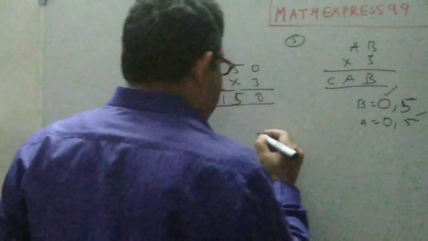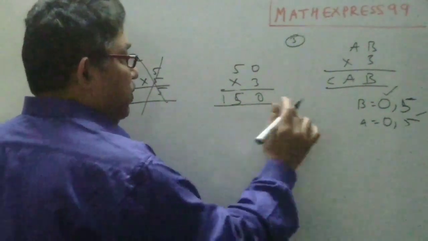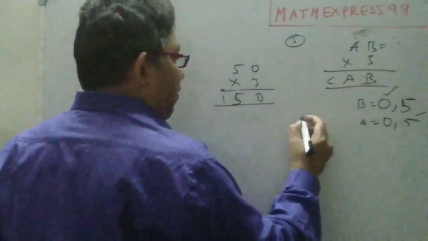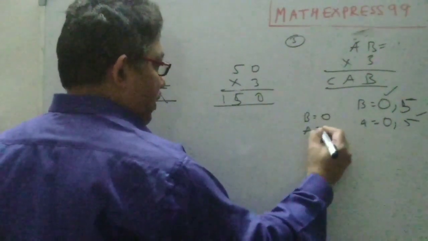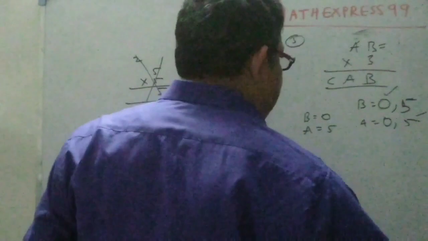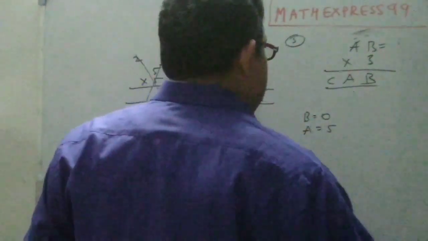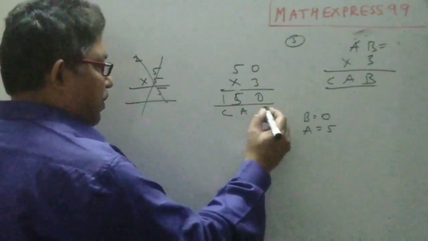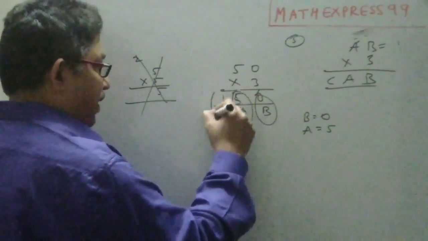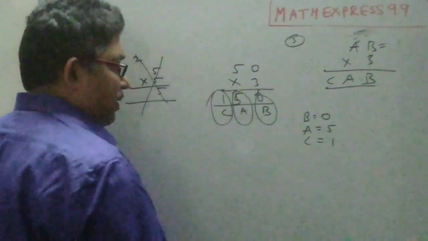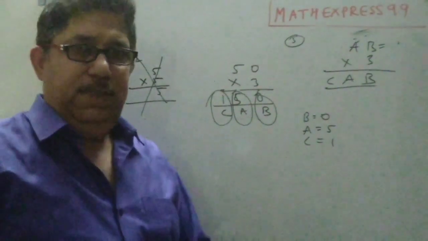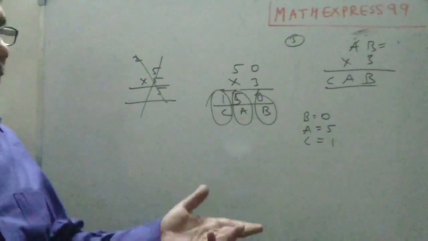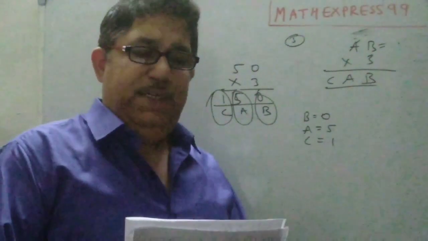Acha. We also needed B is 0, A is 5. Now this is your CAB. So B is 0, A is 5 and C is what? C is 1. So this is how you get it. Little difficult, but you see hit and trial has to be used, you can't help it. When we come to multiplication, naturally hit and trial will have to be used many times.